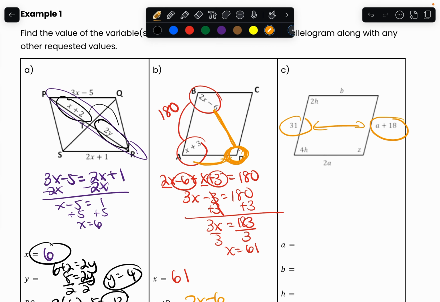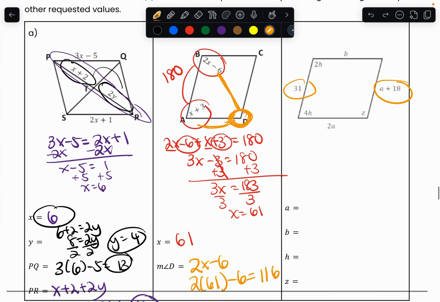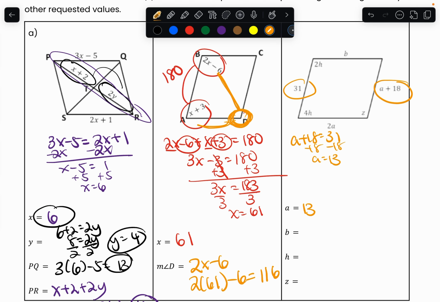So, let's set up my equation. For A, I'll do A plus 18 equals 31. This means I'll subtract 18 on both sides. I'll get my A here as the value of 13. Okay, let's go ahead and erase. And let me fill this out, that I know that this right here is going to be 13.